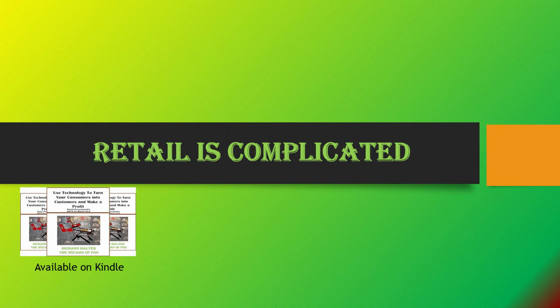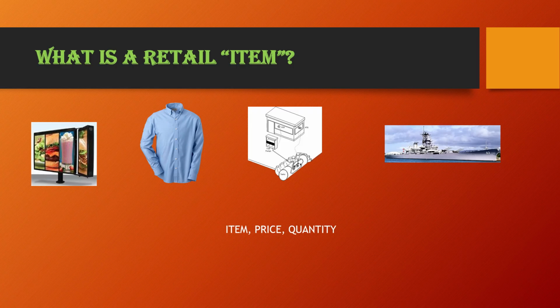Retail is complicated, so let's explore some of the complexities that POSLog helps solve. So what is a retail item? POSLog supports a lot of different environments, starting on the left with the food service world. It goes into the retail world where you can buy a shirt. It supports the forecourt world where you can buy gasoline. It could even support building a battleship because it's just an item. All of these are simply an item, a price, and a quantity.